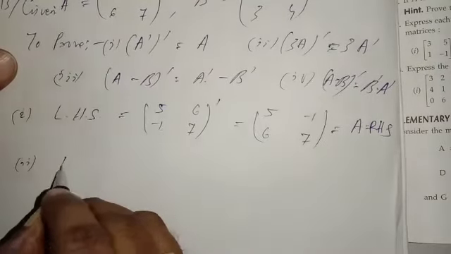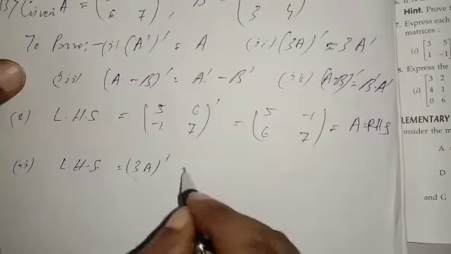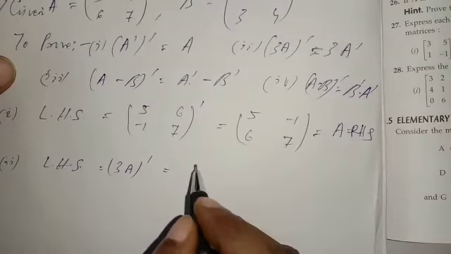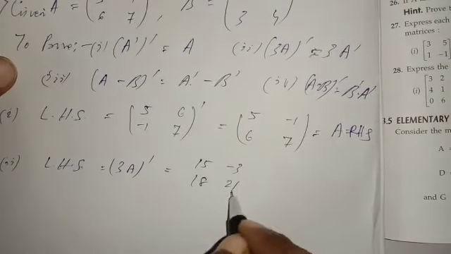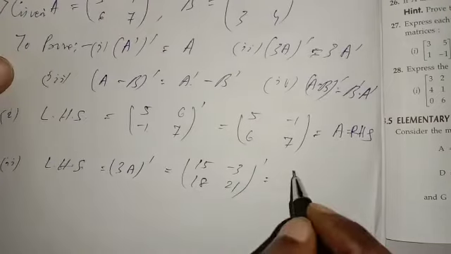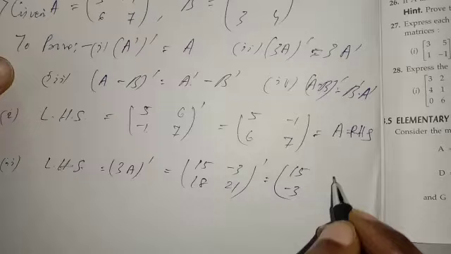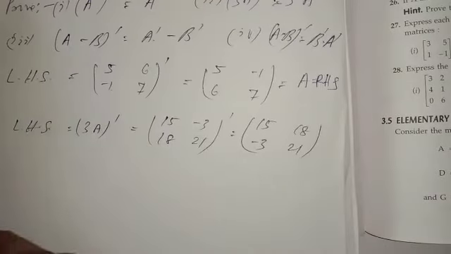The second part, given left hand side 3A whole transpose. That means you have to multiply 3 with A. If you multiply 3 with A, this will be 15, minus 3, 18, 21 whole transpose. It means 15, minus 3 will be written in the first column, 18, 21 in the second column. This is left hand side.